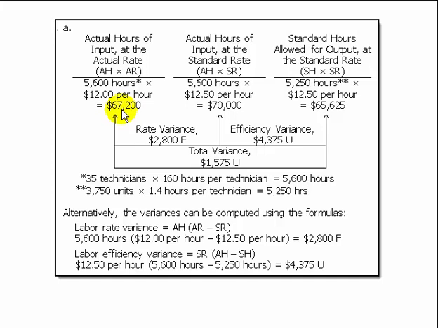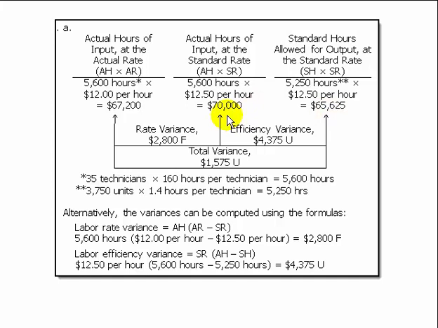The standard said 1.40 hours per unit at a rate of $12.50. Well, we made 3,750 units, so 3,750 units times 1.40 hours says we should have used 5,250 hours. Then we multiply the 5,250 times the $12.50 per hour standard for 65,625. So now we already know the total variance, which is 1,575 unfavorable, by comparing the 67,200 of actual cost to the 65,625 standard.